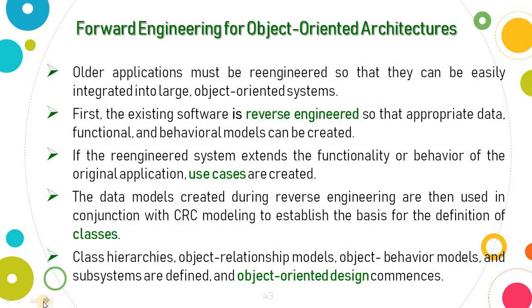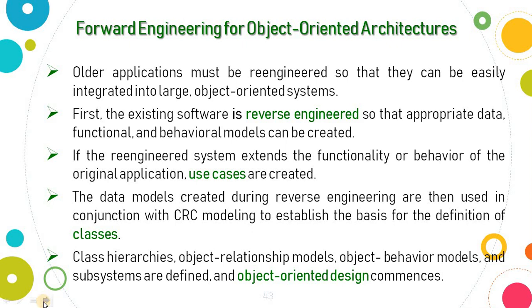Second example is forward engineering for object-oriented architecture. Older applications may not be in the form of object-oriented concepts. That has to be forward engineered to object-oriented form. First, the existing software is reverse engineered so that the appropriate data, functional and behavioral models can be created. And for the re-engineered system, we can construct the use cases.